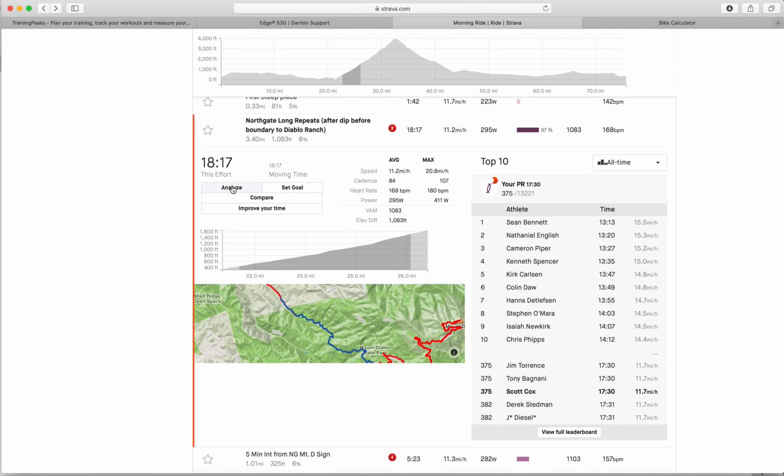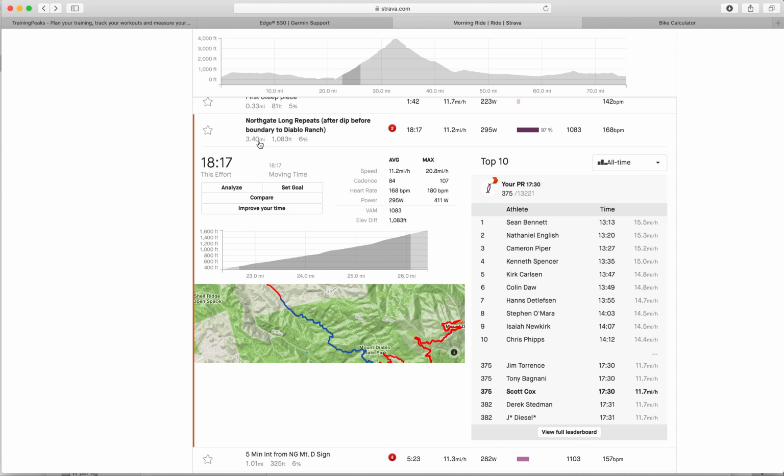This is a ride I did recently, and as a little bit of a test, I did an hour, just under an hour-long threshold effort. I wanted to see, is my power meter reading accurately that day? Because I'm going to base my training off of that threshold. I picked a segment here that I know has been done thousands of times on Diablo. I did 18 minutes, 17 seconds. My best all-time time is 17:30, so that's believable there.